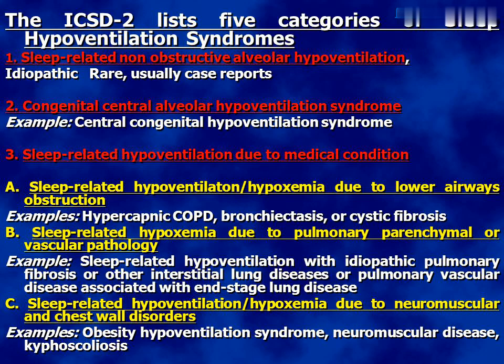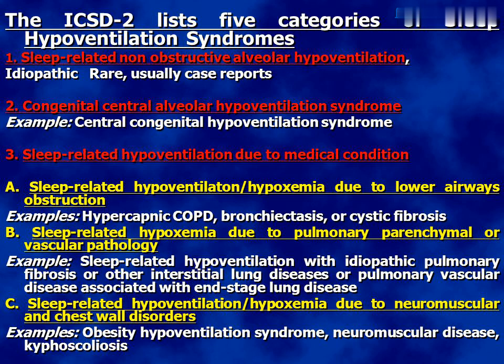The ICSD-3 lists 5 categories of sleep hypoventilation syndromes. 1. Sleep-related non-obstructive alveolar hypoventilation: idiopathic, rare, usually case reports. 2. Congenital central alveolar hypoventilation syndrome. Example, central congenital hypoventilation syndrome. 3. Sleep-related hypoventilation due to medical condition.